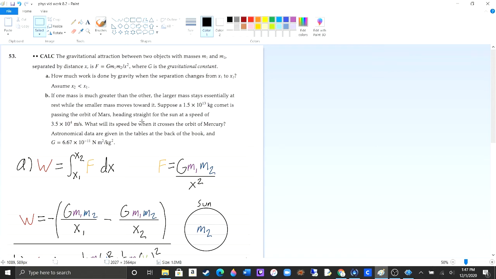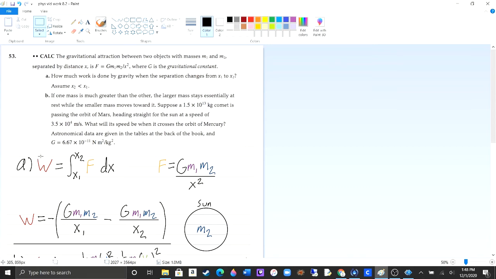Suppose a 1.5 times 10 to the 13th kilogram comet is passing the orbit of Mars and heading straight for the sun at a speed of 3.5 times 10 to the 4th meters per second. What will its speed be when it crosses the orbit of Mercury? We look in the book and find a bunch of distances and masses to plug into the equation, which I have written later down. It also gives us our gravitational constant, which is 6.63 times 10 to the negative 11th newton meters squared per kilogram squared. So for part A, we are finding the work done by gravity.